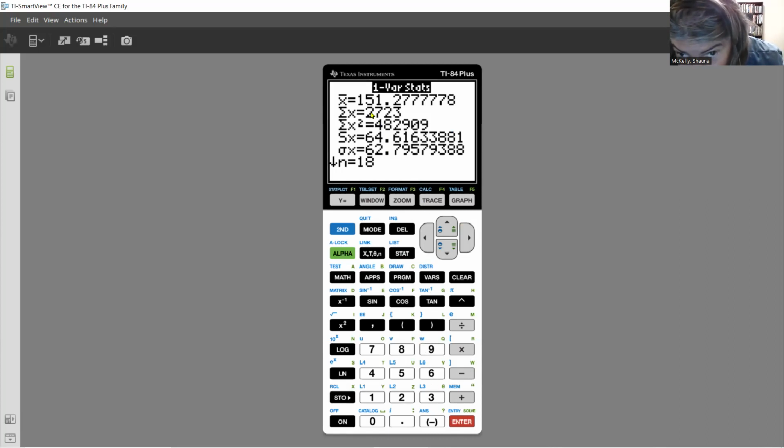Okay. My x bar is my sample mean. I don't need the mean here. I do need my n, as I mentioned, it's 18. And I need my Sx. Be careful here to use Sx and not sigma x. Okay, Sx is 64.6163.